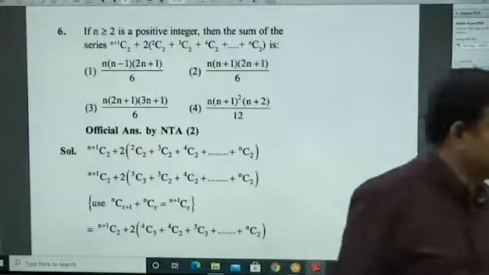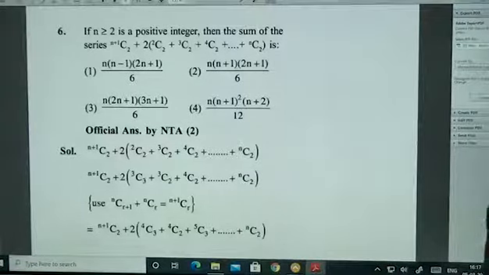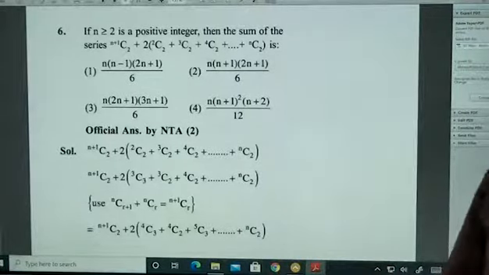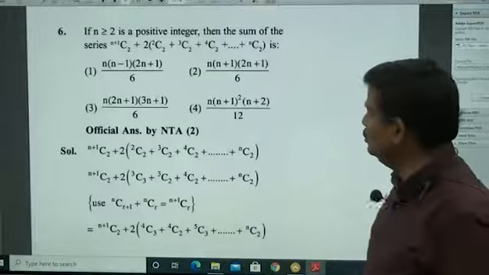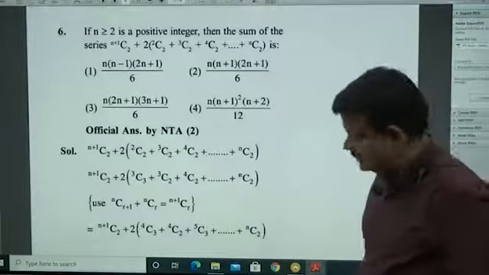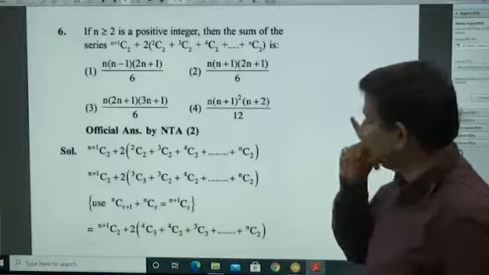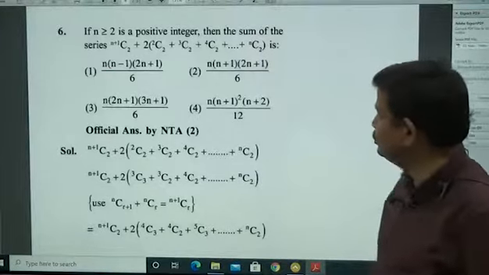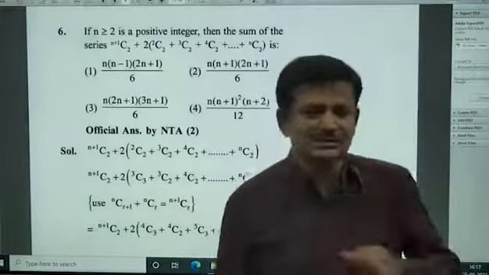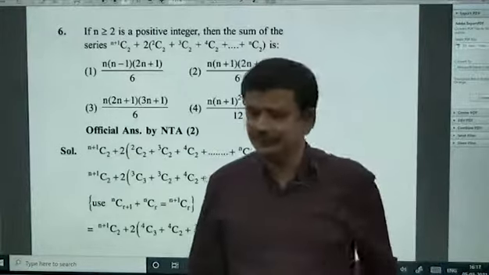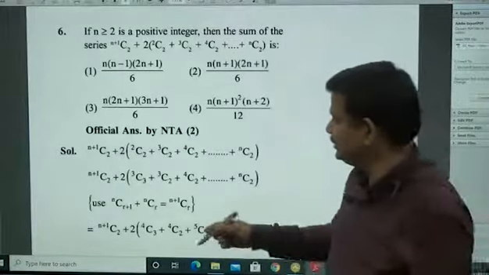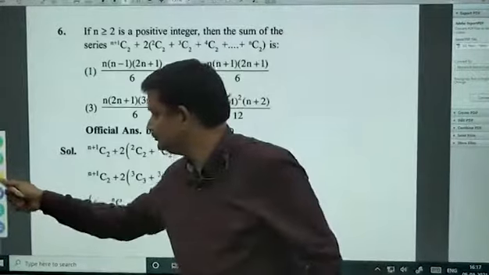N greater than or equal to 2 is a positive integer, then the sum of the series n plus 1 C2 plus 2 into 2 C2, 3 C2, 4 C2. Base is constant, numerators are ascending. So in this case, this is a standard example. What you have to do?